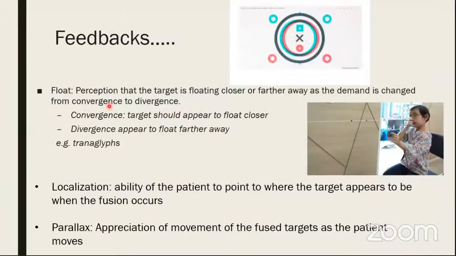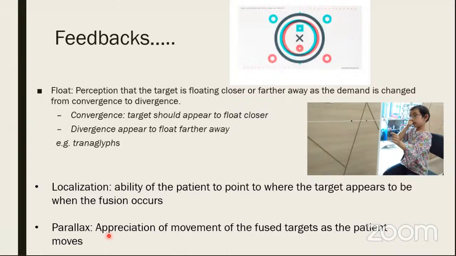Okay, and float. If the patient is fusing these inner circles, the combination of red and green circles, is it floating in space or not? Is it floating closer or farther away? Floating closer means the patient is converging, floating farther means the patient is diverging. This feedback helps us know what the patient's visual system is doing while they are doing any activities. Okay, and localization means pointing to any objects.